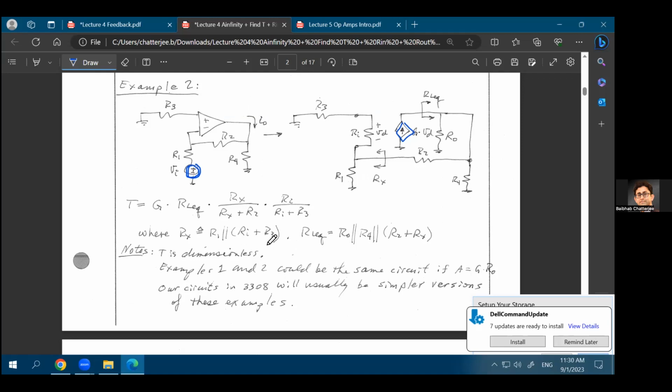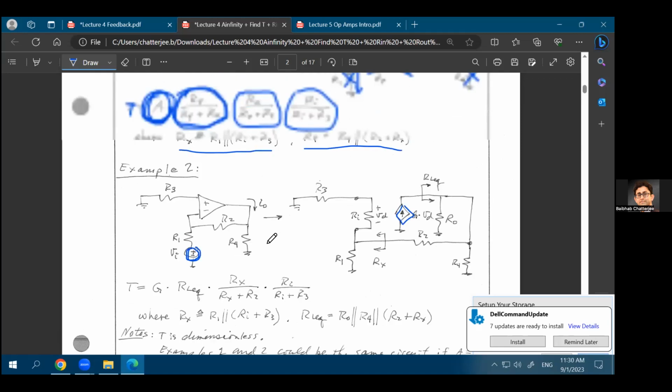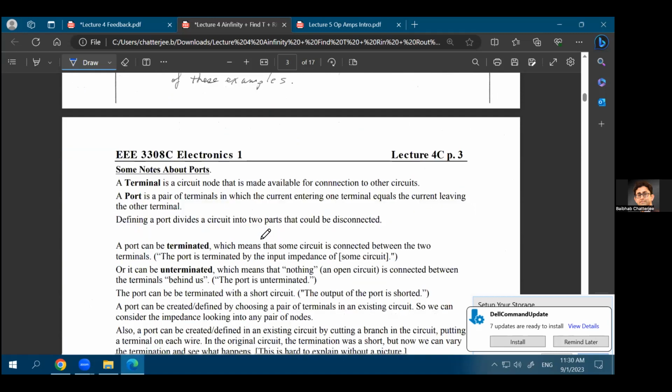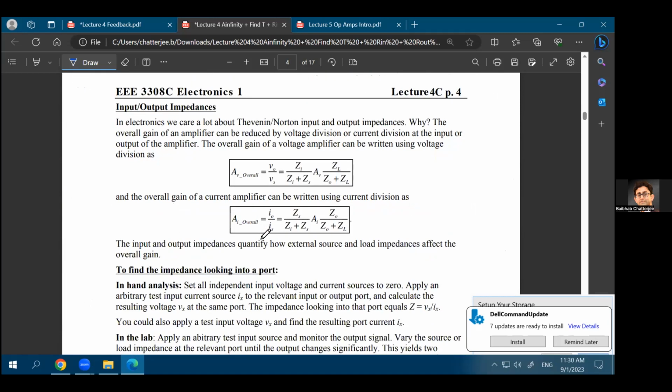It's the same set of formulas, same set of concepts. It should be very clear to you if you have understood example one. Okay. We'll continue from here in the next lecture.